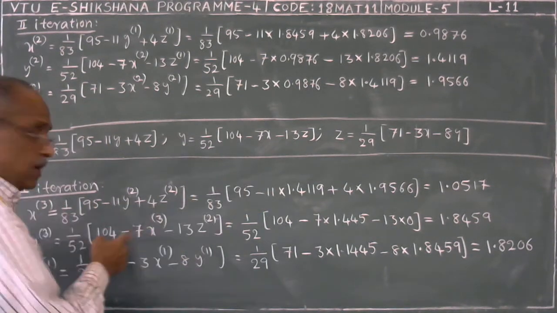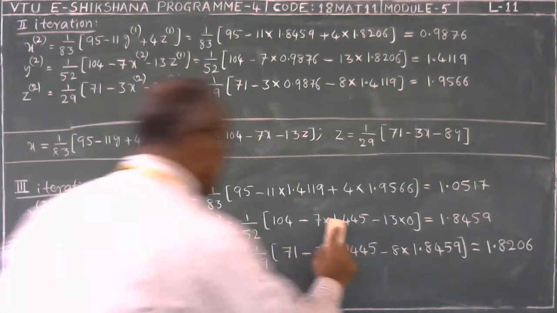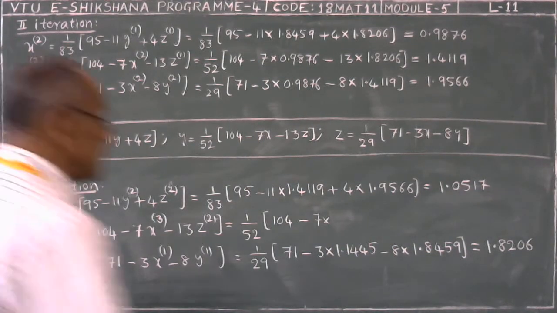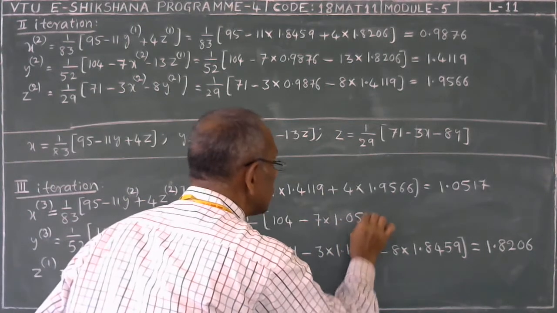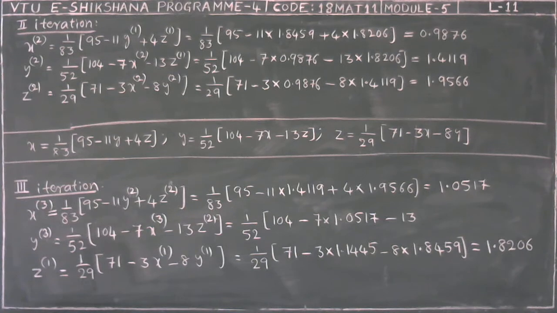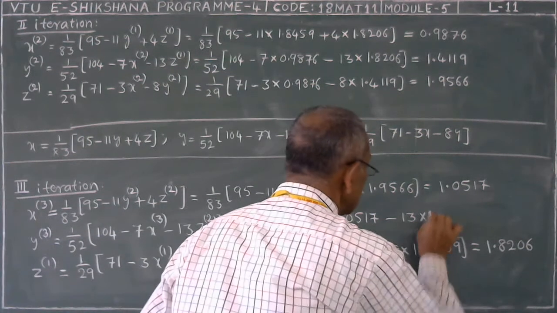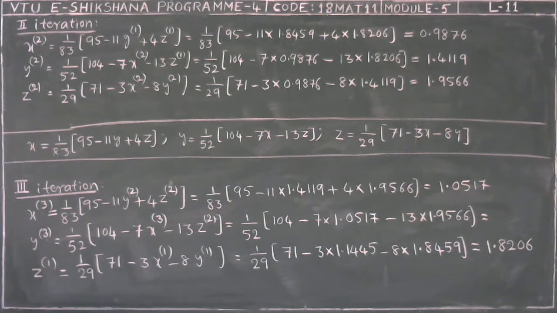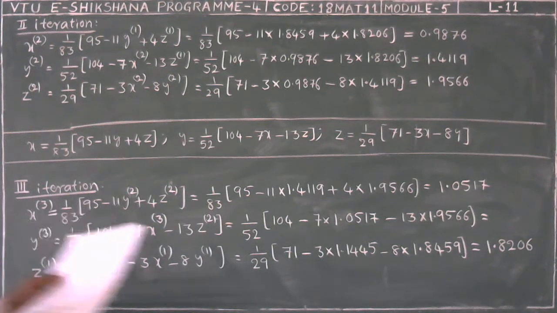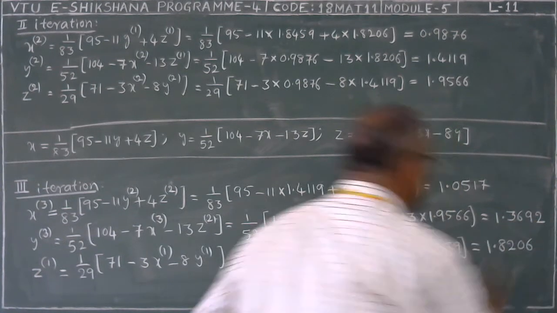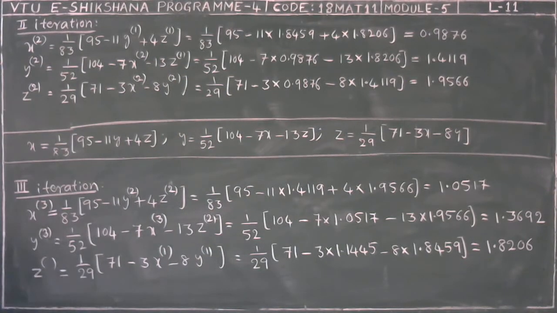The newly obtained value should be used in the immediate next equation. So I'll proceed with minus 7 into x3. x3 is 1.0517 minus 13 into z2. z2 is 1.9566. So if you compute this, you get y3 as 1.3699.